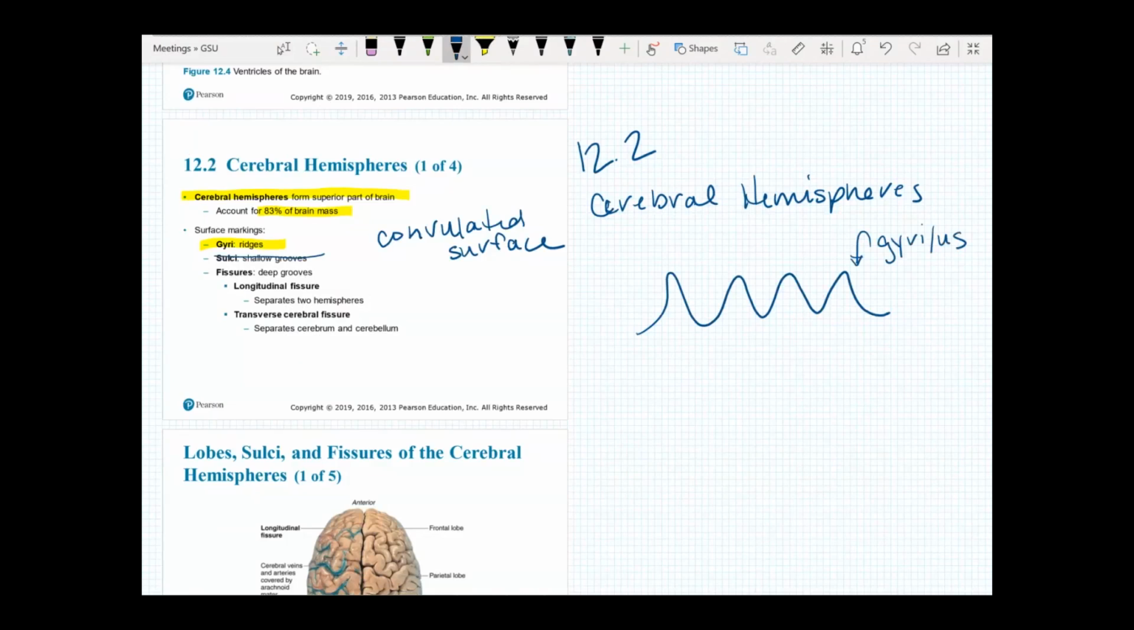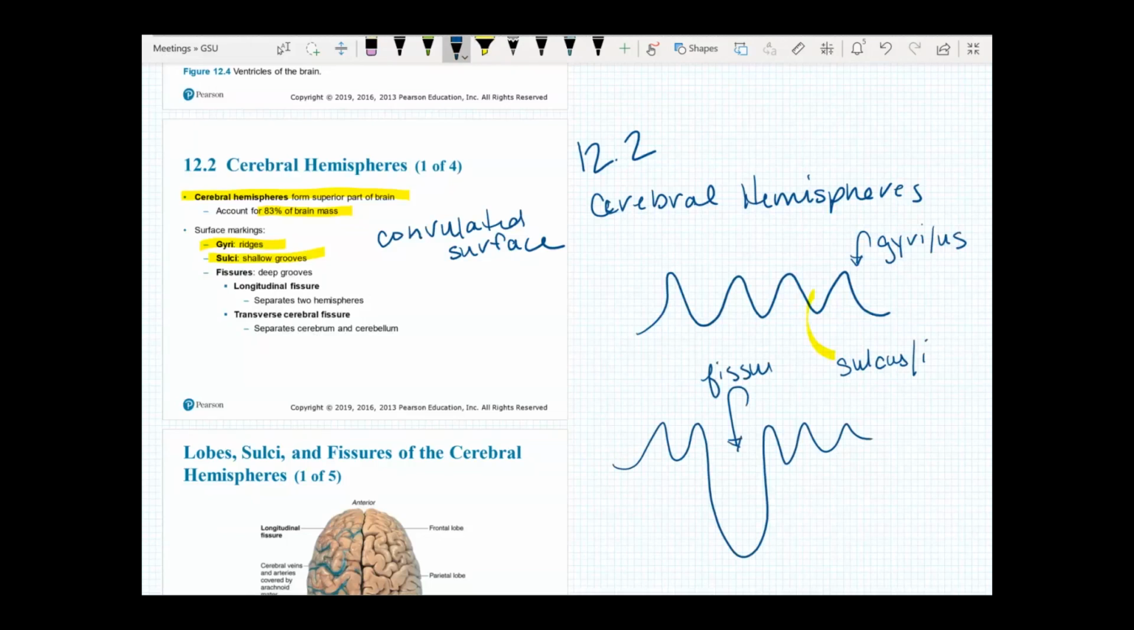A sulcus, or sulci, is going to be the shallow groove. So that would be this guy. He would be the sulcus or the sulci. However, it's a shallow groove. You may have something that is not a shallow groove, but more like this, more of a fissure. This guy's going to be a deep groove.